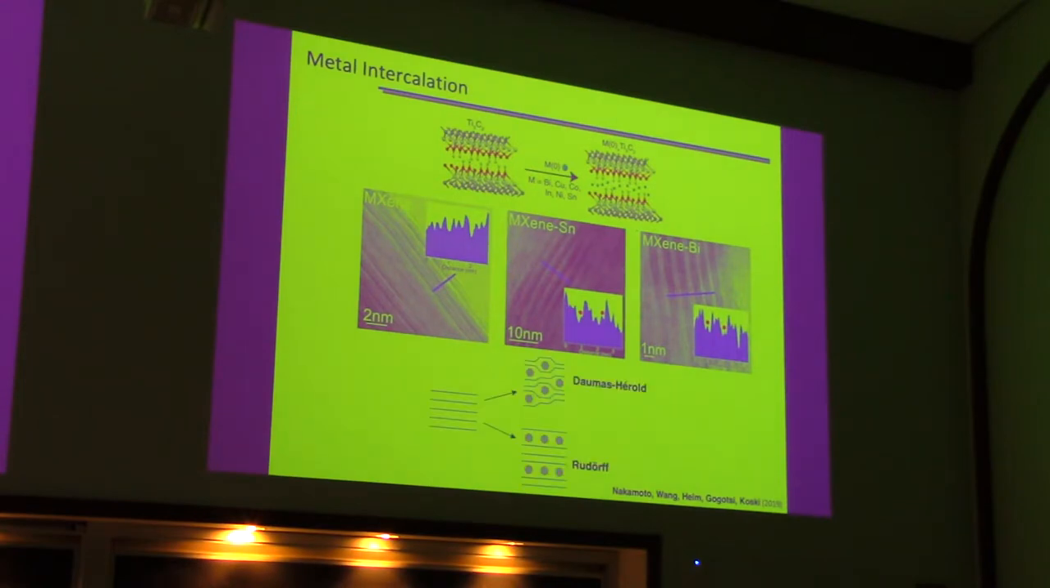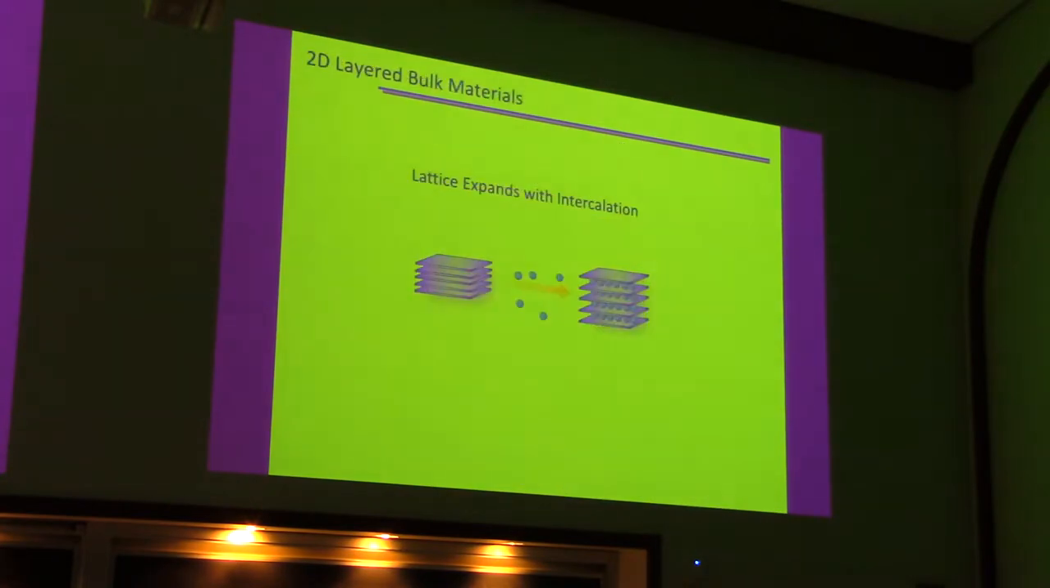Now, the interesting thing about these two examples of both bismuth and tin is they show both examples of nucleation of intercalation. So there's two ways that you can actually intercalate: via the Daumas-Hérold mechanism, where you form little islands inside of the crystals, just like with tin, where you can see the island sitting in here, or via the Rüdorff mechanism, where it'll fill up a single layer first, and then it'll start to fill up another layer, as we see here with bismuth, which is unusual. I think this is the first example ever seen of a Rüdorff mechanism in intercalation.